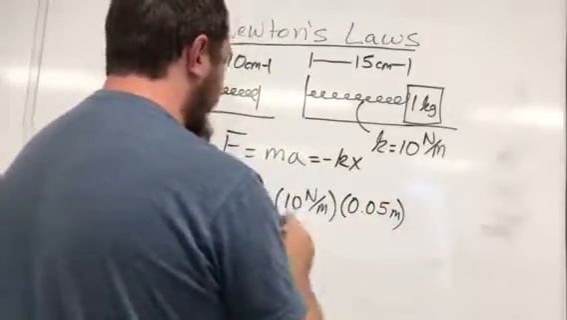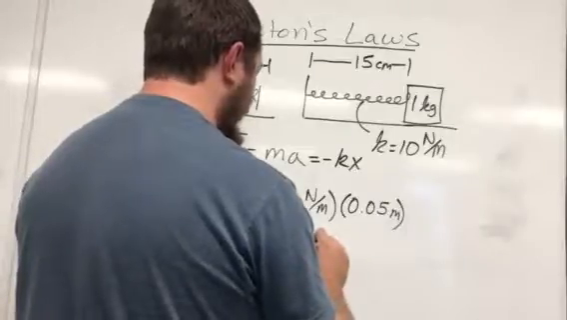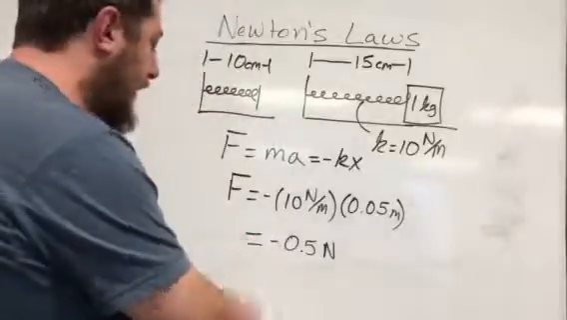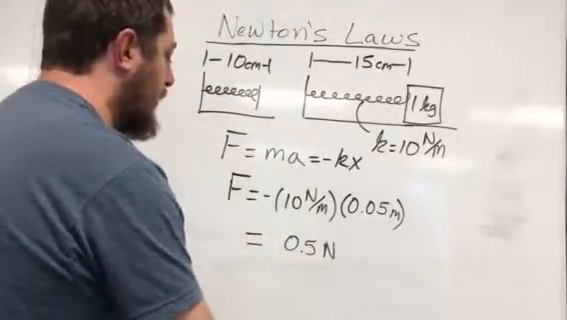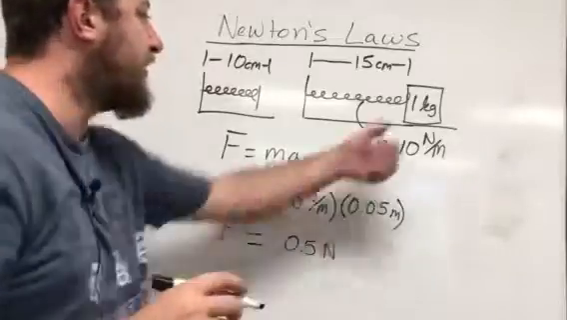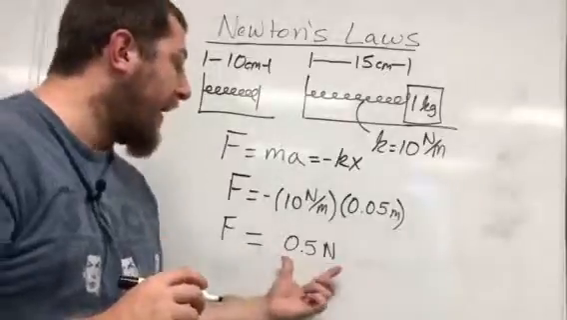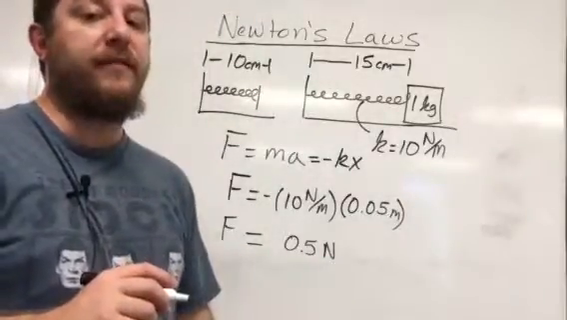So now I'm going to get negative 0.5 newtons, all right? Now, the negative sign's not truly important here, all right? All that means is that the force is going to be directed back toward the spring, okay? But the magnitude that it's going to move with is going to be 0.5 newtons.